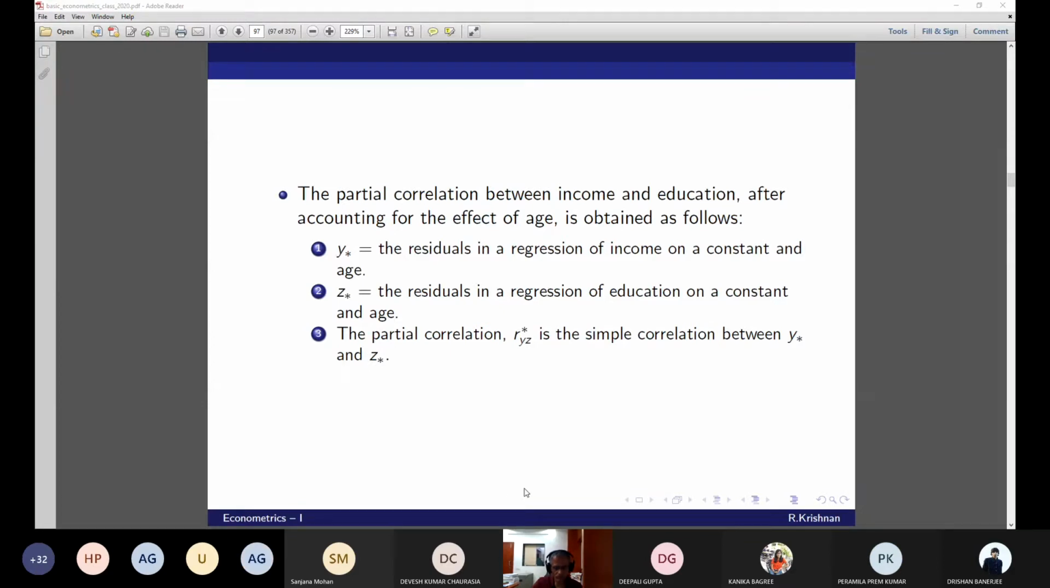Sir, I'm a bit confused. Which is the dependent and the independent variable? Income on a constant and age. Income is the dependent variable. Okay, sir. So this is similar to the methodology we just saw. We did three regressions, right? Yes.